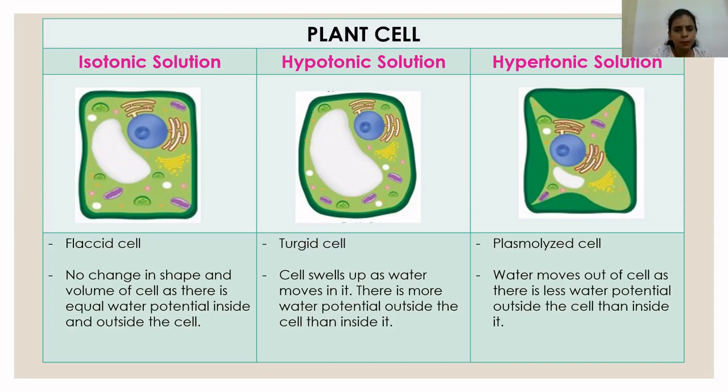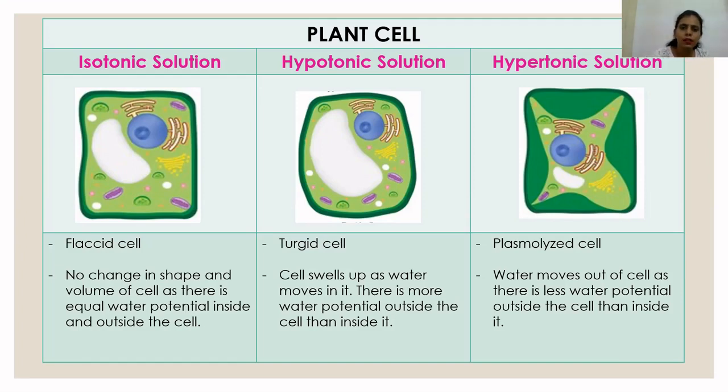So when a cell is placed in a hypotonic solution, it is called a turgid cell because it has turgor pressure in it. Cells swell up as water moves in. There is more water potential outside the cell, and that's the reason water is entering inside the cell. Remember, a plant cell whenever placed in a hypotonic solution never bursts like an animal cell, because the plant cell is always surrounded by a tough and rigid cell wall which protects it from bursting.